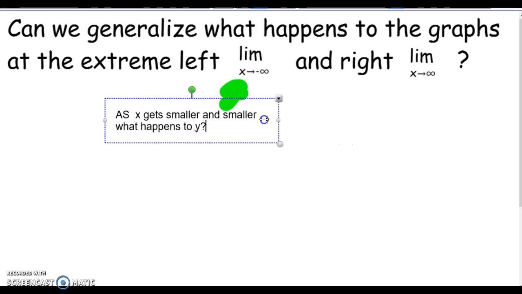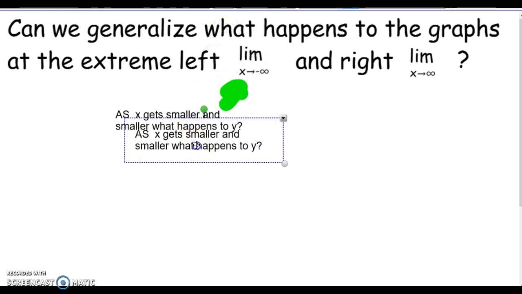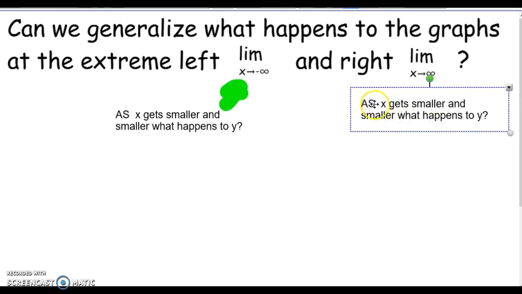So as x gets smaller and smaller, y gets bigger and bigger. It goes to infinity. Maybe it goes to negative infinity. Maybe it goes to 0. There's all sorts of things that could happen. Now, this right over here is basically the same thing. As x gets bigger and bigger, what happens to y? So that's kind of what a limit is. We're going to go through and do a few, and it's going to be great.